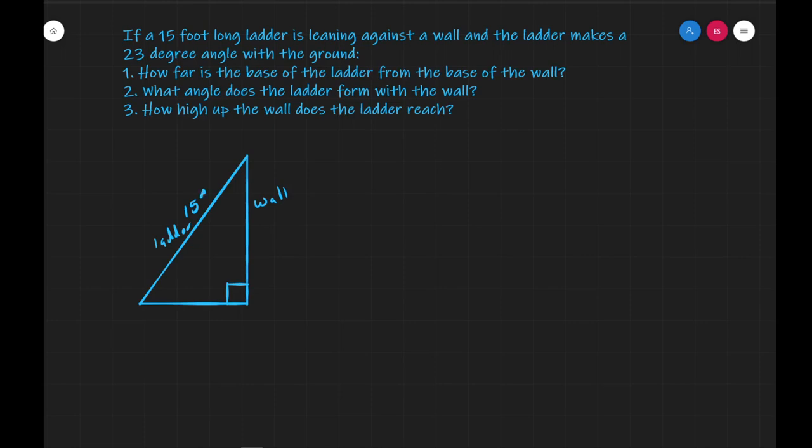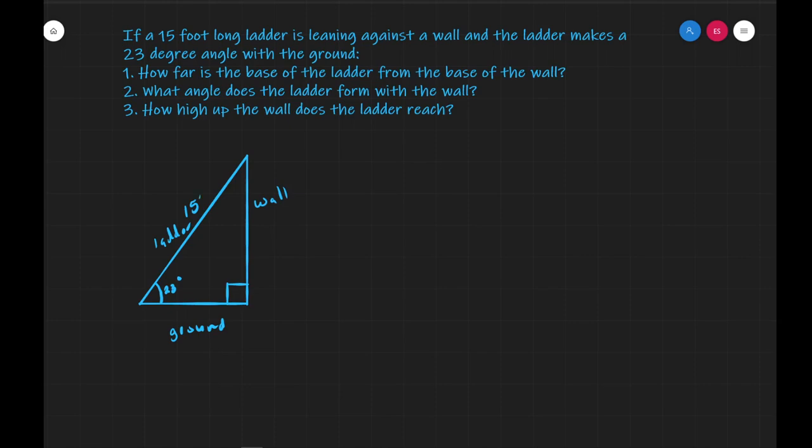Our ladder is making a 23-degree angle with the ground. So we're going to say the ground is down here, and our angle down right here is 23 degrees. All right, so we have a 15-foot long ladder. It's making a 23-degree angle with the ground, and it is leaning up against a wall.